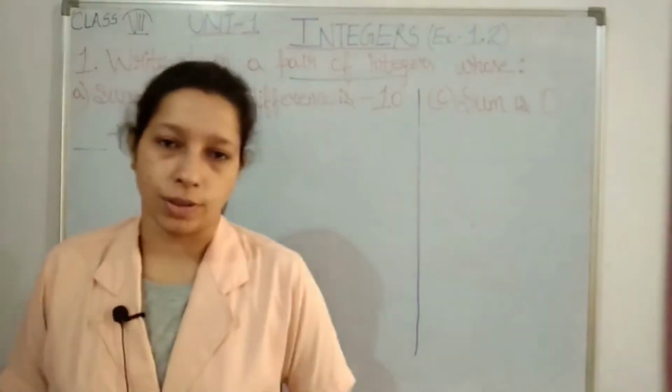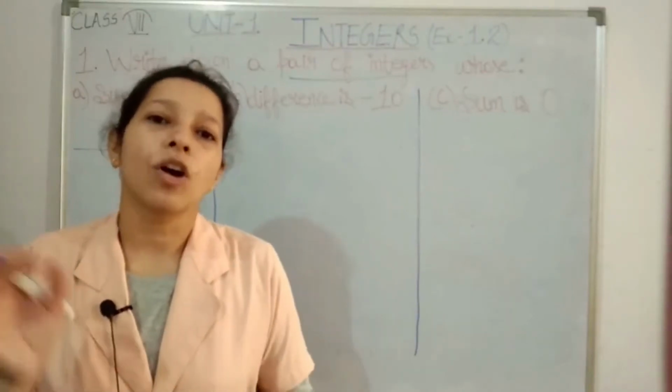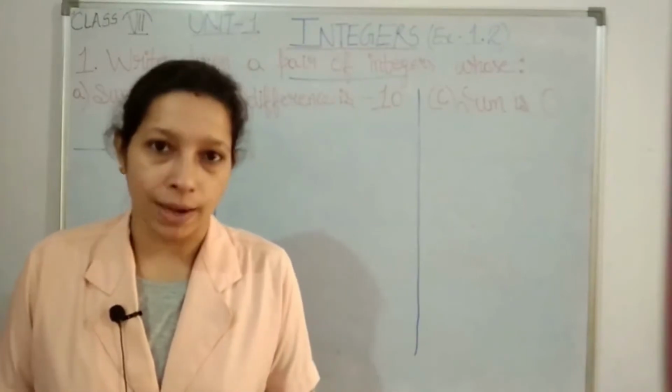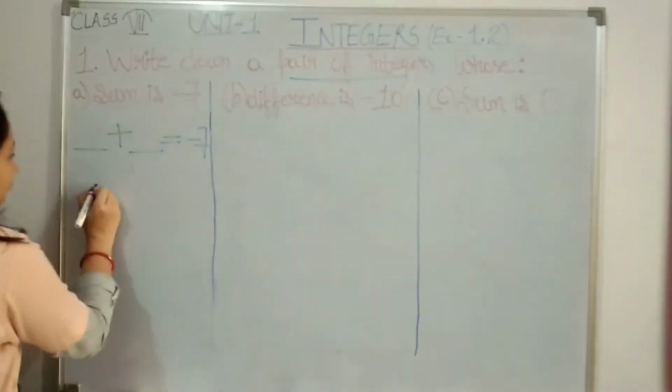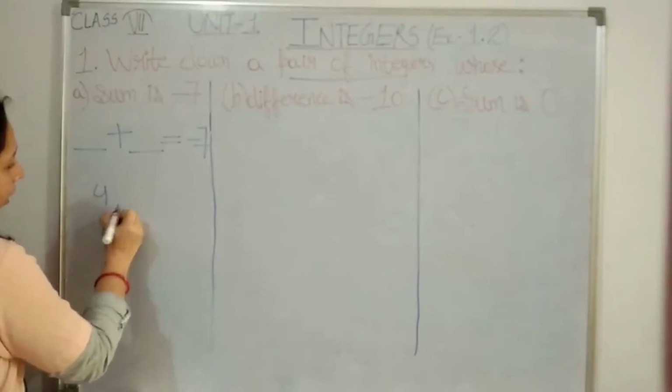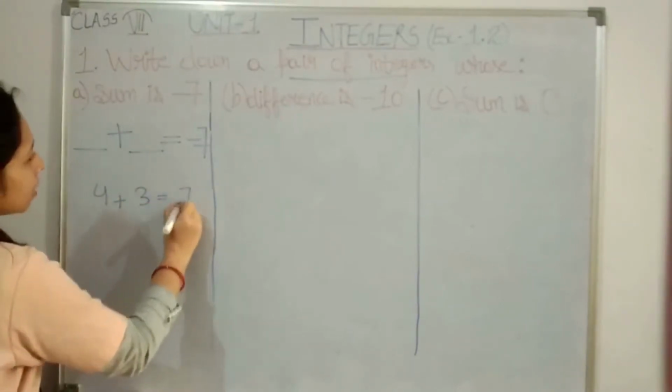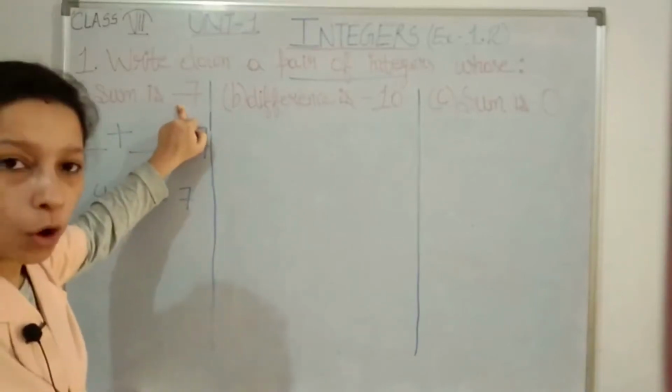How to solve this question? See students, simply think of any two numbers whose sum will be 7. There may be many pairs, okay. For example, one pair I am taking as 4 and 3. On adding 4 and 3 we are going to get 7. But my problem is I want minus 7. So what can we do?